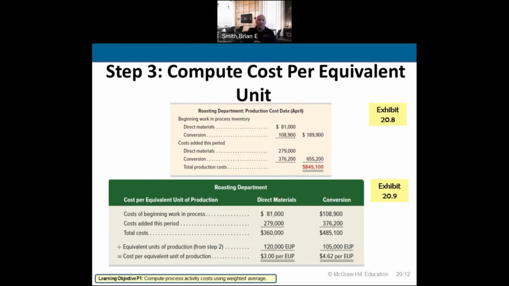We're going to do the same thing for conversion costs. We're going to take the $108,900 we incurred from our beginning inventory, because that was already there, and then add whatever costs we incurred for conversion in this current period. We're going to add those together and divide by our equivalent units of production, which is 105,000 units. That's going to give us $4.62 per equivalent unit of production. And we know we have $845,100 of production costs we have to account for as well.